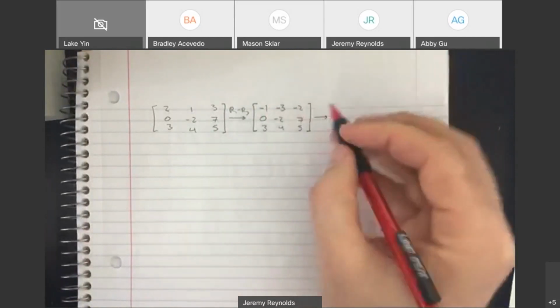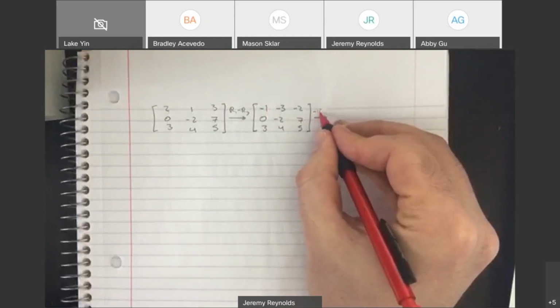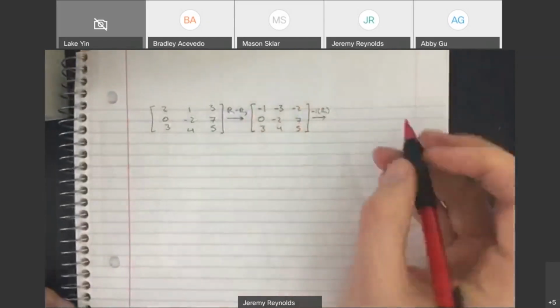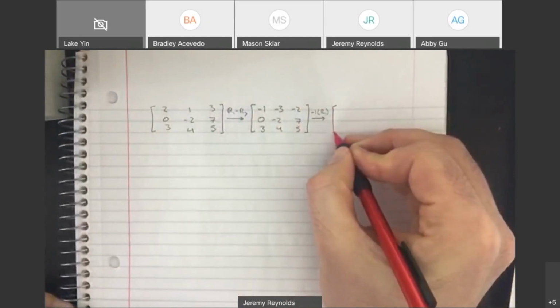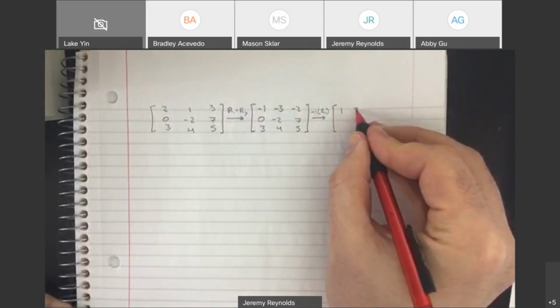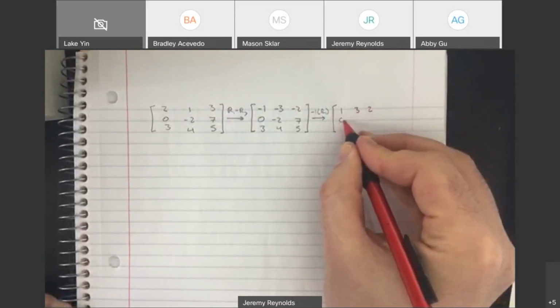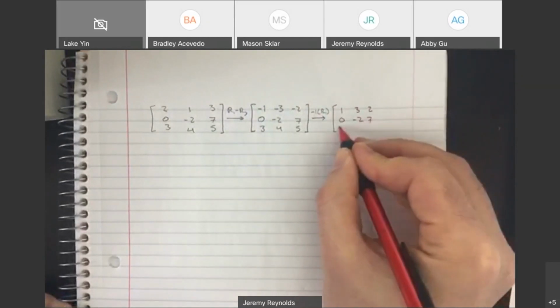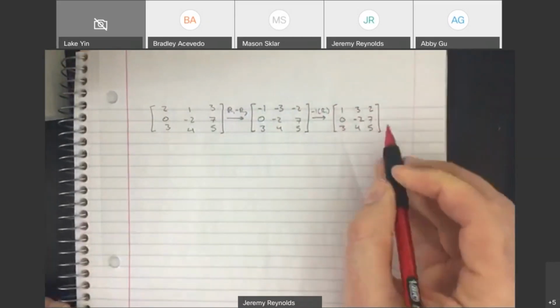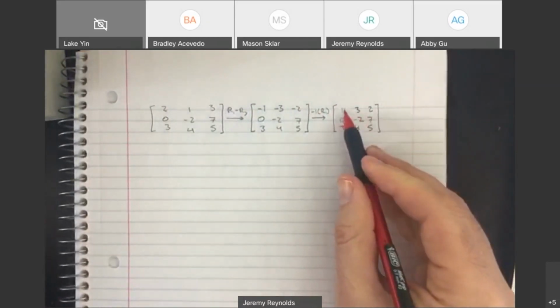So now let's multiply this top row by -1. And there are an infinite number of ways to do this. This is just one way. But if we were to do that, we can get the top row to be 1, 3, 2. And the bottom 2 rows will stay the same. So now we have the top as 1.